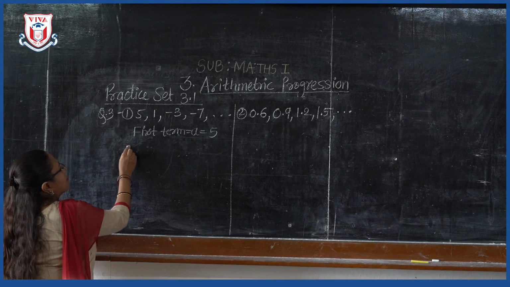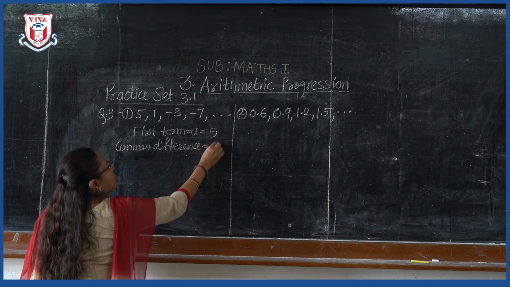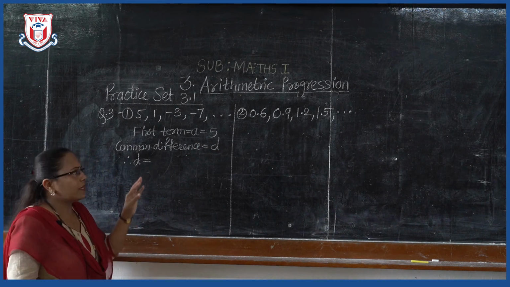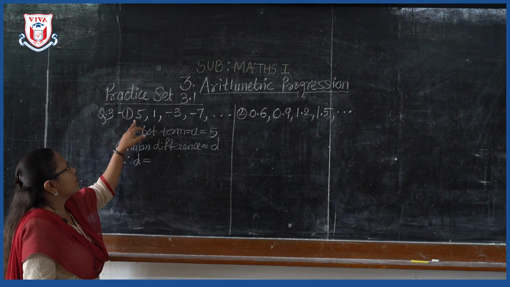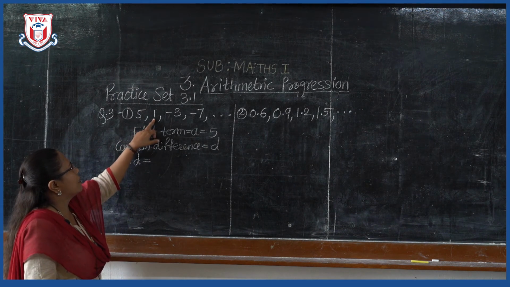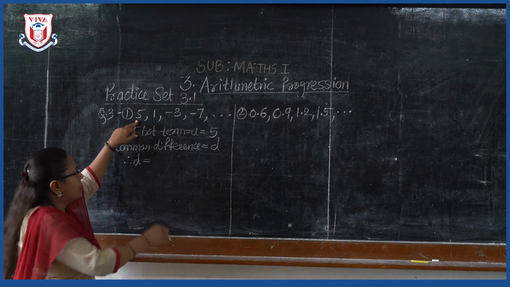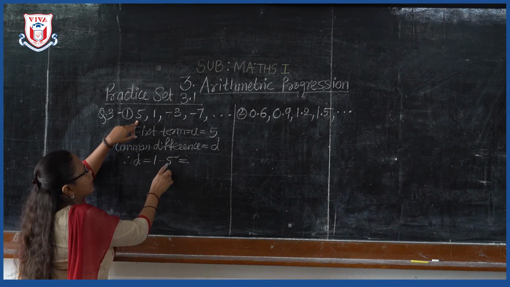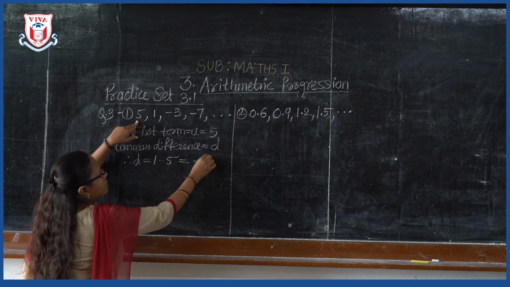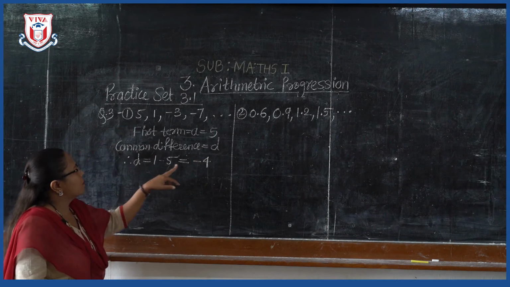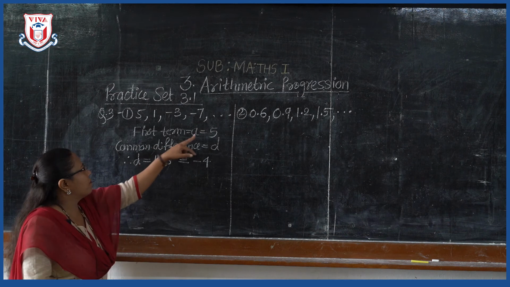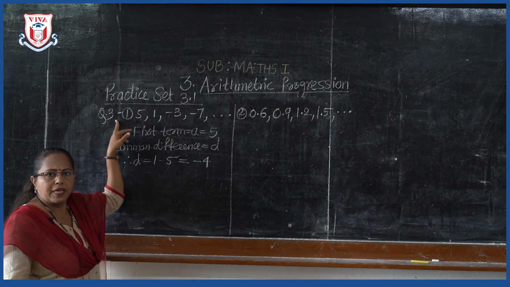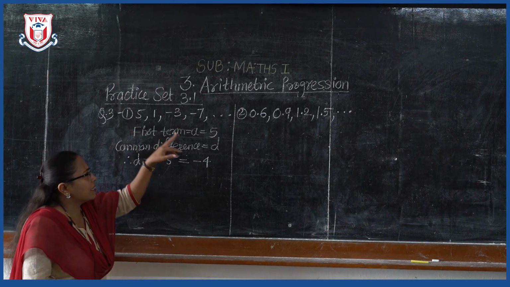Then the common difference. Common difference is denoted by letter D. So how to find out the common difference? Difference between two consecutive terms. So here T2 minus T1 means 1 minus 5. 1 minus 5 we will get minus 4. So minus 4 is the common difference and 5 is the first term. So this way we have to solve question number 3. Let us see one more example.